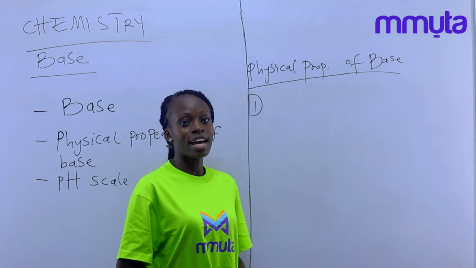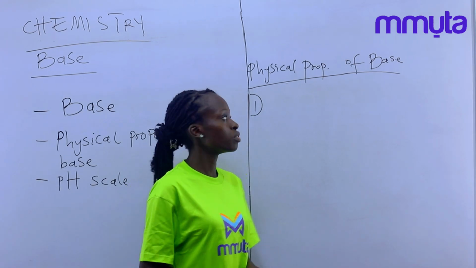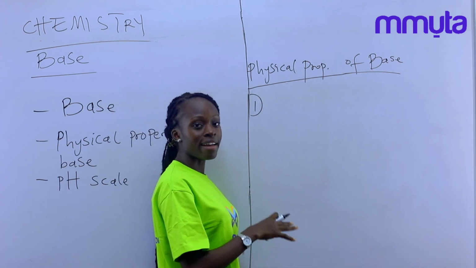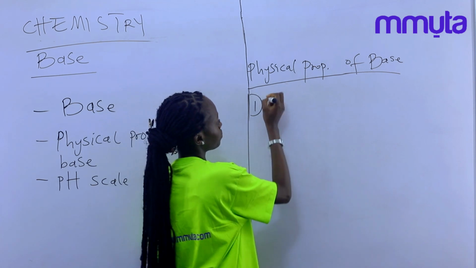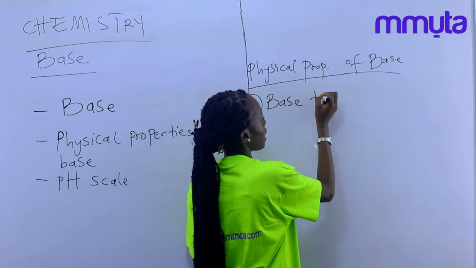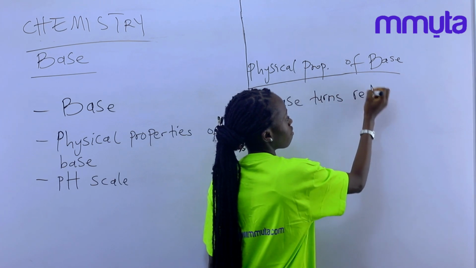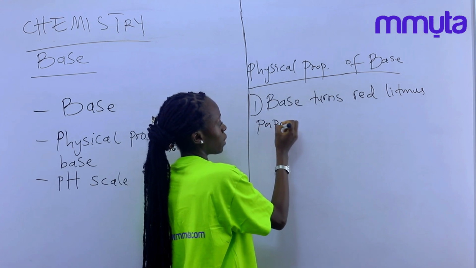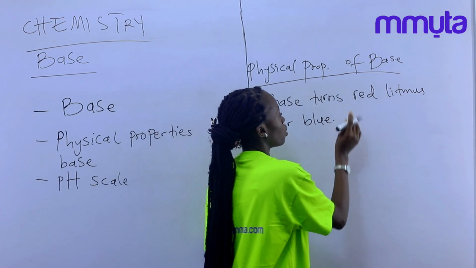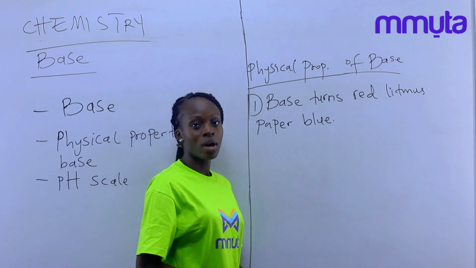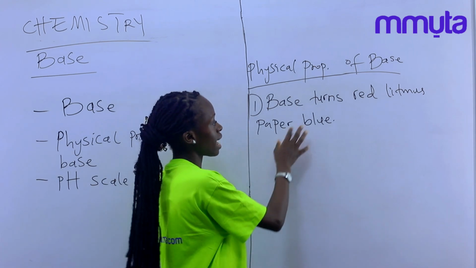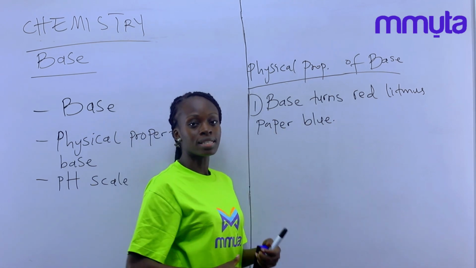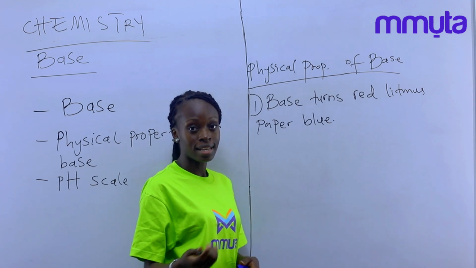Okay, now we're going to be looking at some physical properties of base. The first one we'll be looking at is that base has the ability to turn red litmus paper blue. If you remember in our last class when we were looking at an acid, we understood that an acid has the ability to turn blue litmus paper red. So base kind of does the opposite of what an acid does.